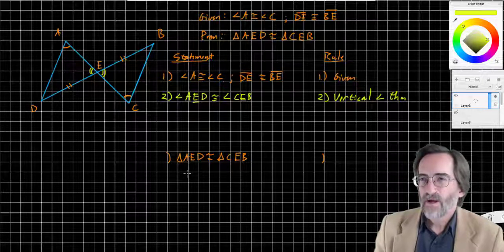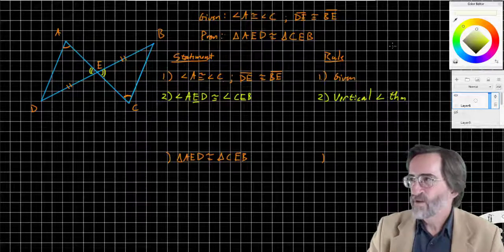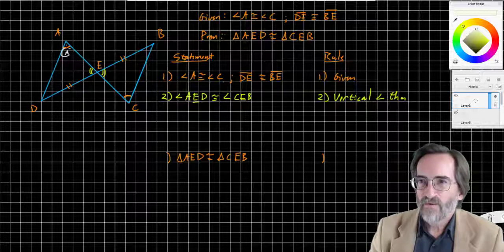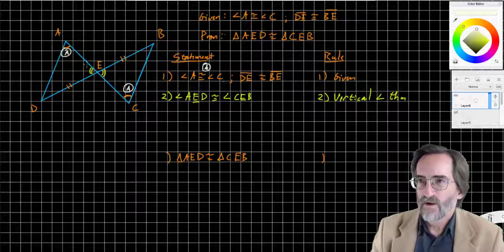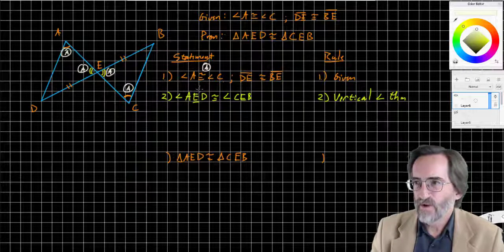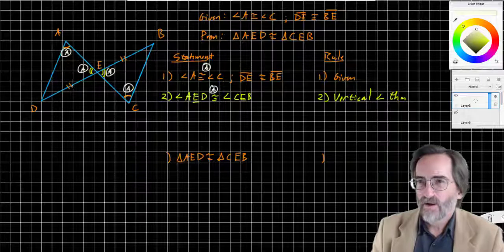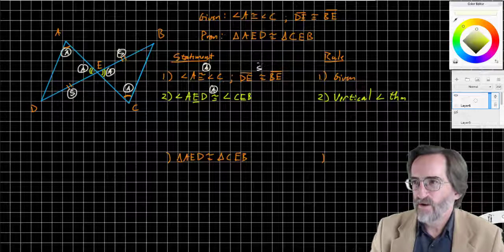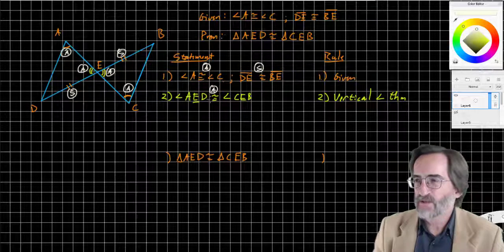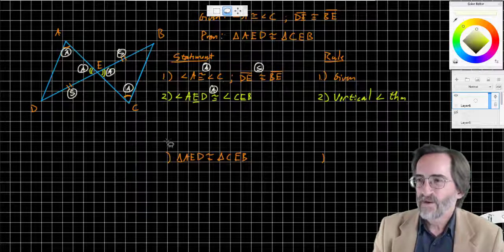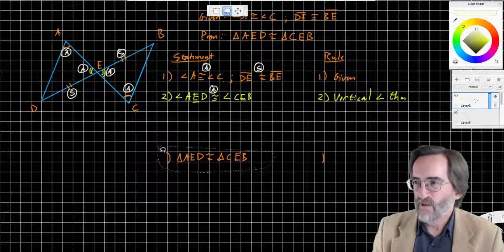Okay, now check out what we've got. We've got an angle congruent to an angle right here. We've got an angle congruent to an angle right here. And we've got a side congruent to a side right here. I've got angle, angle, side in my proof. Therefore, I can cite the angle, angle, side postulate. So we know now we have the last step of the proof.